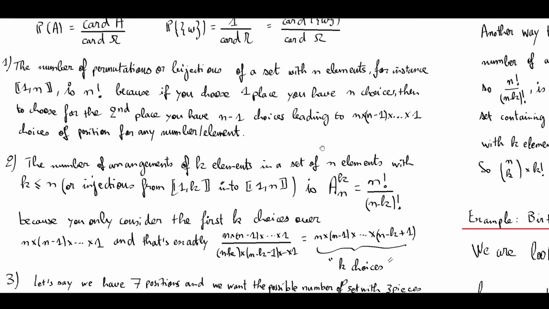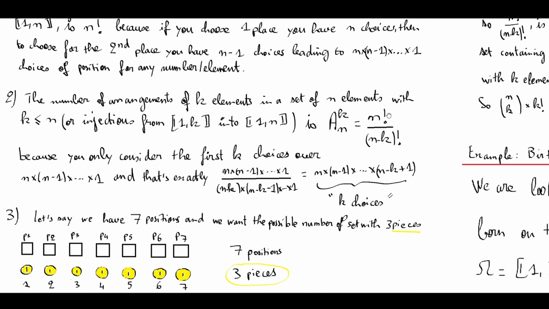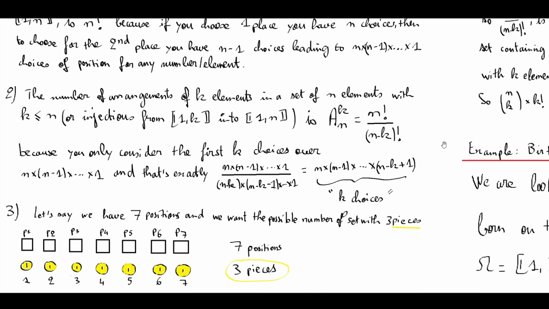Secondly, the number of arrangements of k elements in a set of n elements with k smaller or equal to n, or injections from {1..k} to {1..n}, is A_n^k equals n factorial over n minus k factorial, because you only consider the first k choices out of n times n minus 1 times and so on up to 1, and that's exactly the following equality, where we end up with k choices.